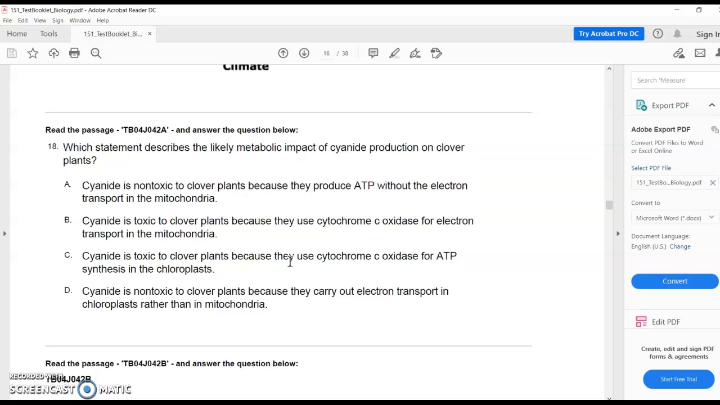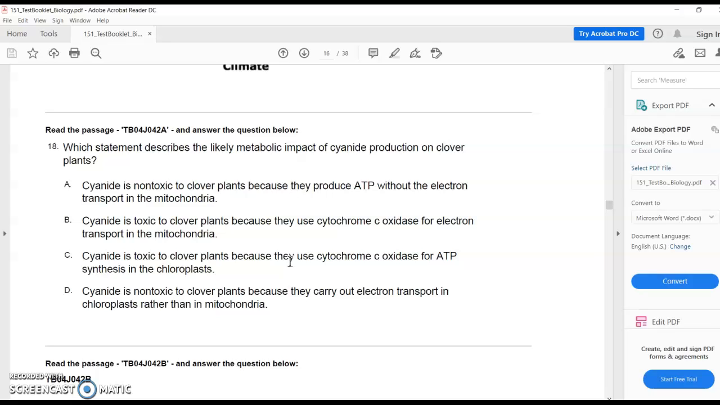I do think this one is tricky, because you wouldn't think that if the clover is producing the cyanide, it's harmful to it as well. But clover are organisms, they're living, and so they also need energy, and they use the mitochondria and respiration for that energy. And so the correct answer is B.